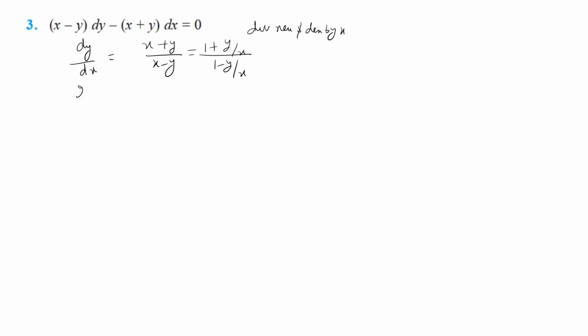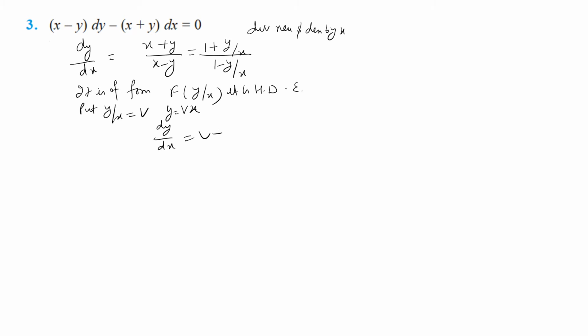So it means it is of the form f of y upon x. So it is a homogeneous differential equation. Okay, so put y upon x is equal to v, or y is equal to vx. So differentiating, what do we get? dy by dx is equal to v plus x dv by dx. So let us see what this equation number 1 becomes.